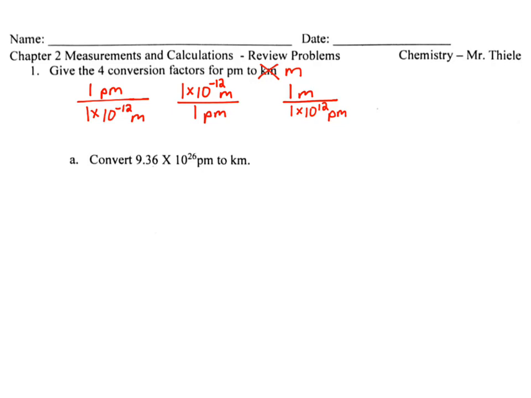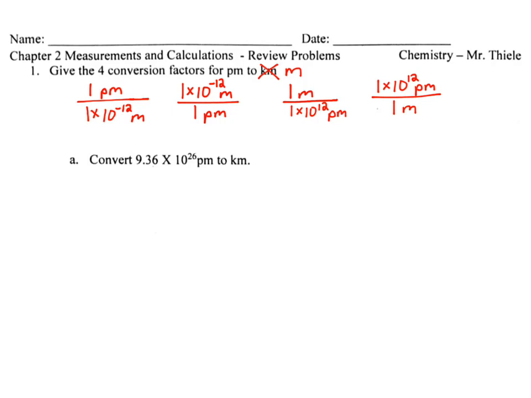Instead of 1 times 10 to the negative 12 meters that we have in the first 2 conversion factors, we can change to an exponential representation of picometers. When we do so, we change from 10 to the negative 12 to 10 to the 12th. So 1 meter is equivalent to 1 times 10 to the 12th picometers. And we can take the reciprocal of that: 1 times 10 to the 12th picometers is equivalent to 1 meter. Now we can look at our problem and determine which of these conversion factors will help us to solve the problem.